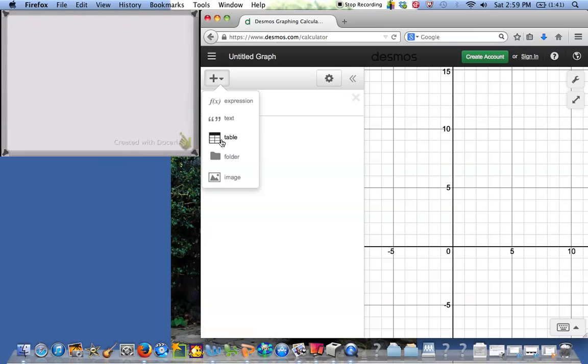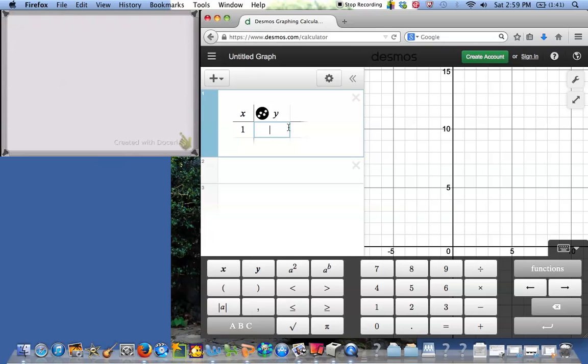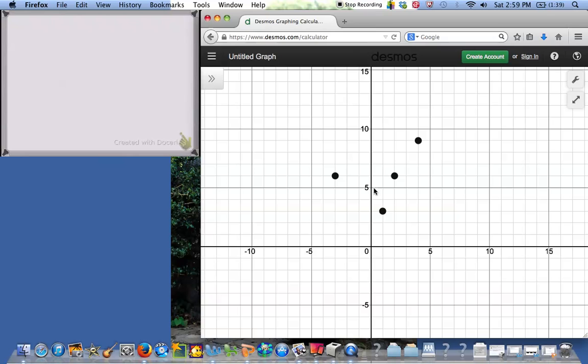I'm going to go over here and insert table. And then I have my X and my Y chart. I'm just going to put in some random points. Okay, once you have the table inserted, you can hide the list so we can look at the graph a little bit better. Now, as you can see, this is not a continuous curve, so the domain will look a little bit different than when it's a continuous graph.